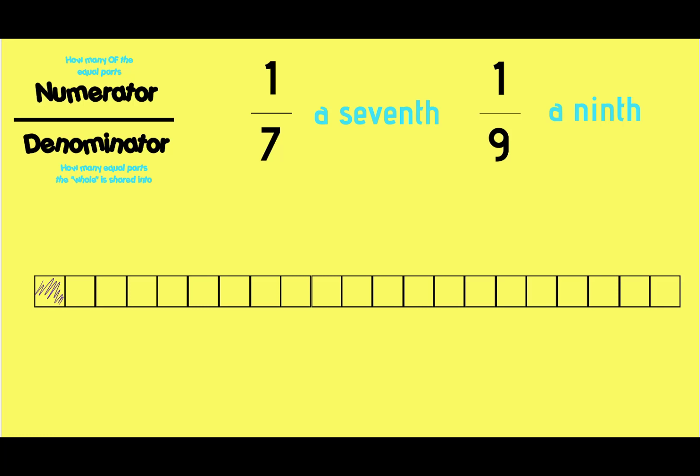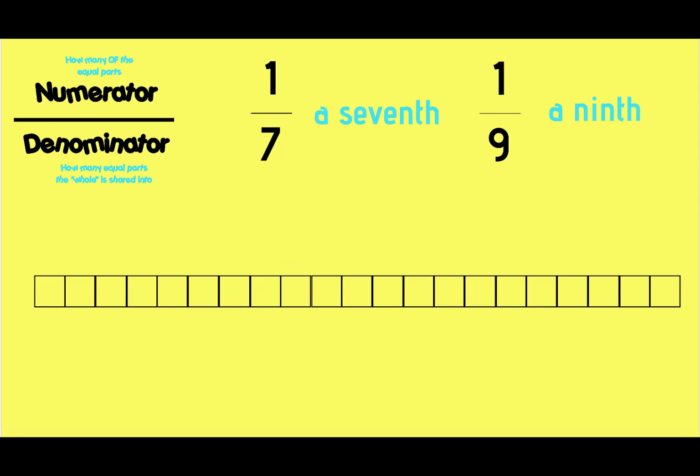So if I find a group of 7, 1, 2, 3, 4, 5, 6, 7, there's my group of 7. I'm just colouring in one of them. Let's find another group of 7. 1, 2, 3, 4, 5, 6, 7. There's another group of 7. And 1, 2, 3, 4, 5, 6, 7. There's another group of 7. Okay, now here all I've done is colour 1 in every 7. That is a 7th. That's a 7th of my image.